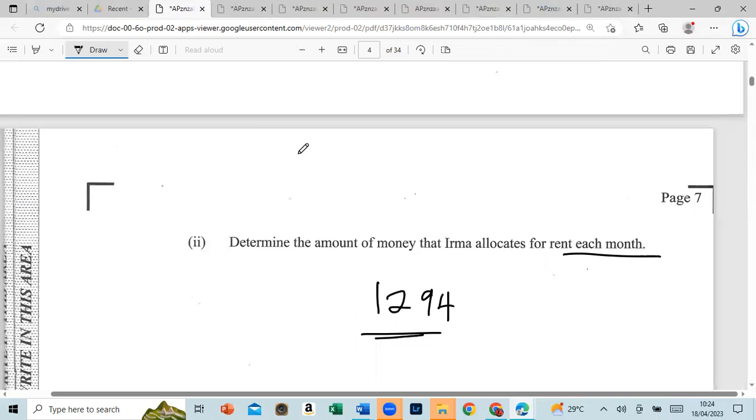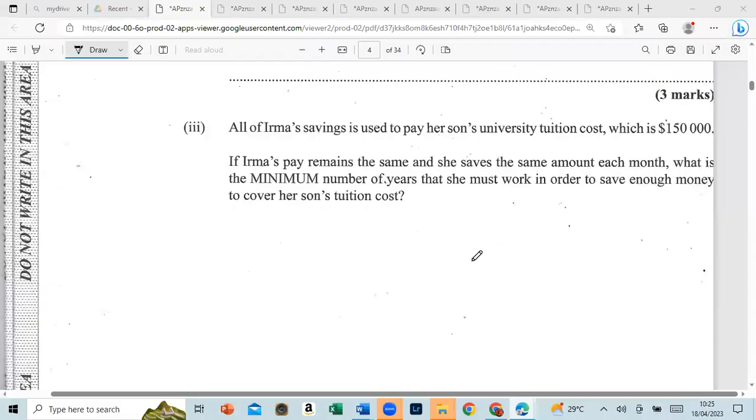So read the questions carefully, guys. I myself am guilty sometimes of not reading it totally correctly. All right, let's go. All of Irma's savings is used to pay her son's university tuition cost, which is 150,000. If Irma's pay remains the same and she saves the same amount each month, what is the minimum number of years that she must work in order to save enough money to cover her son's tuition costs? This is a very realistic question.